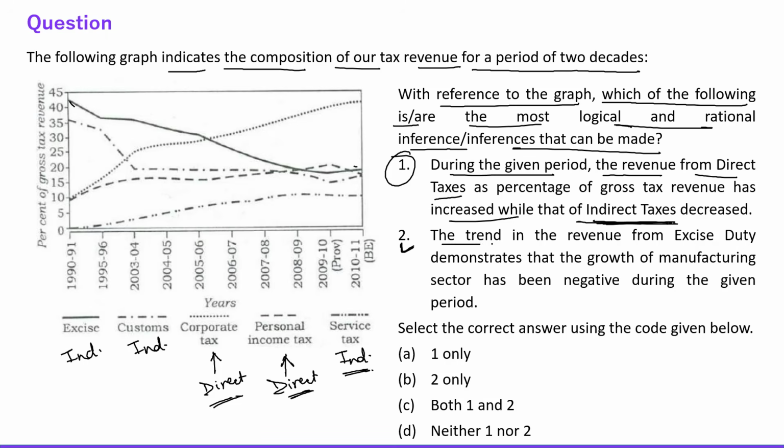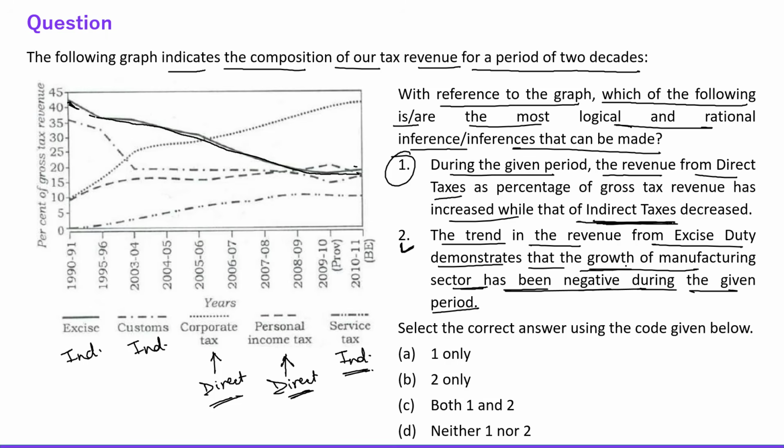Now second, the trend in the revenue from excise duty demonstrates that the growth of manufacturing sector has been negative during the given period. Okay, excise duty. If we talk about excise tax, it is decreasing over the given period. But what is the question saying? The revenue from excise duty demonstrates the growth of manufacturing sector has been negative. Everyone, we don't receive excise tax only from the manufacturing sector. We receive excise from alcohol also. We receive excise from tobacco products also. So we don't receive excise only from the manufacturing sector.